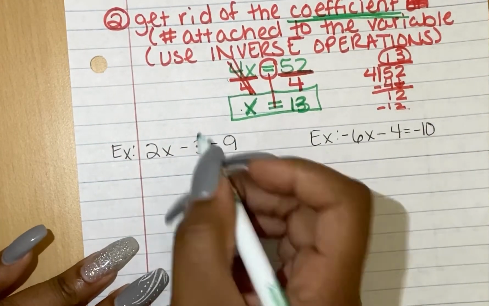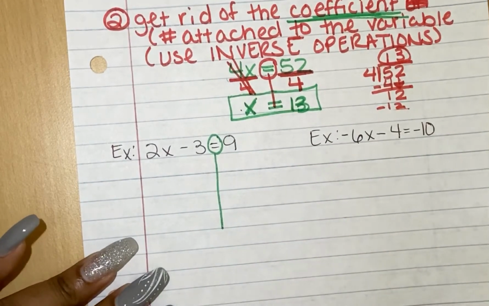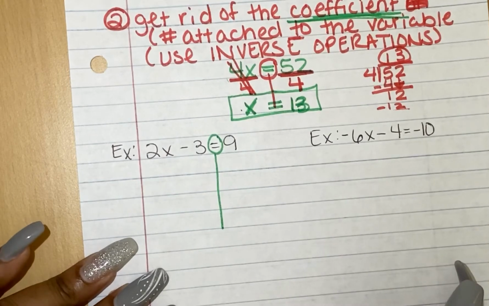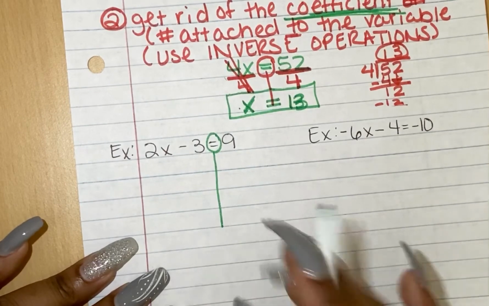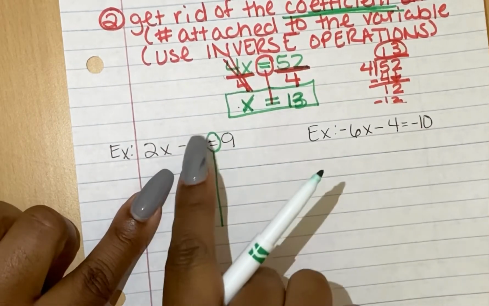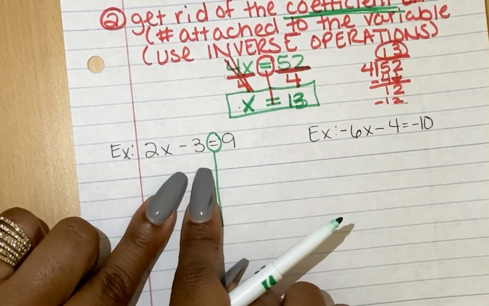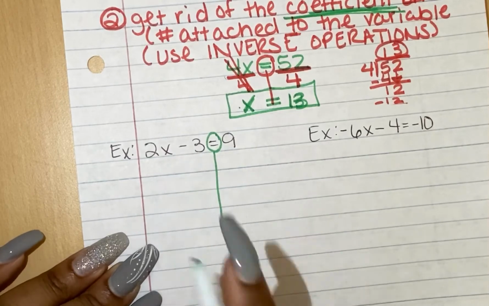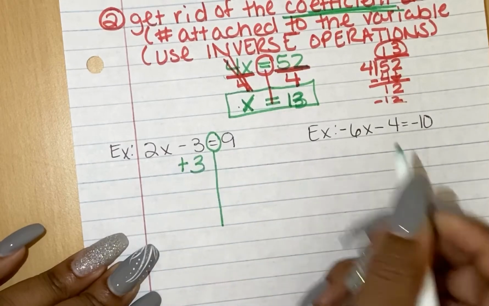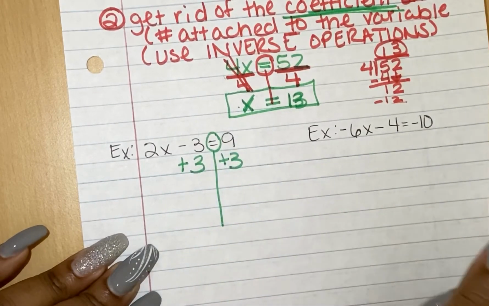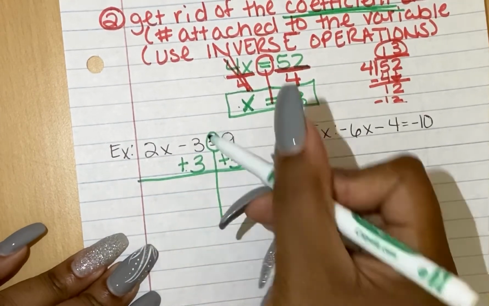2x minus 3 equals 9. Lollipop is the strategy. Inverse operations are our friend. First step is to get rid of the constant that's on the same side as the variable. Here's the side with the variable. Here's the constant that's on the same side. I need to use inverse operations. The inverse of subtraction is addition. I'm getting rid of a 3, so I need to add 3 on both sides. Add 3 on both sides. What you do to one side, you must do to the other.